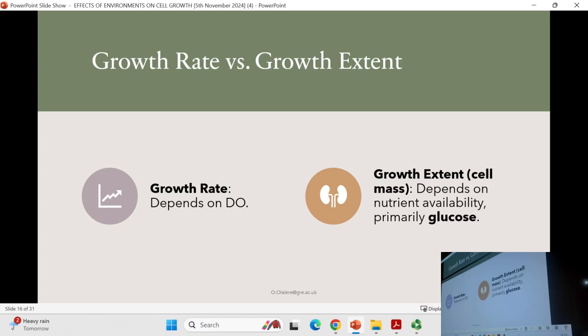Then growth rate versus growth extent. What is the difference between growth rate and growth extent? Growth rate depends on dissolved oxygen, whereas growth extent depends on nutrient availability, primarily glucose. That is the nutrient, most of the nutrient we have. So that's just the difference. If I ask you to discuss the difference between growth rate and growth extent, please work more on that.